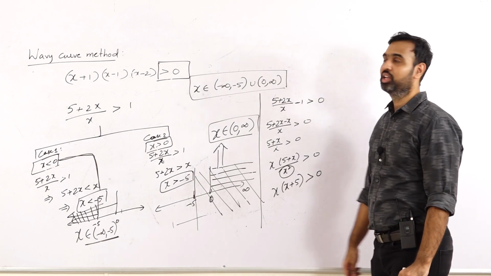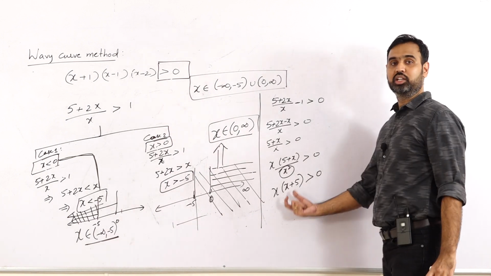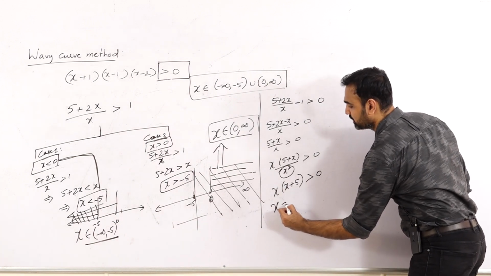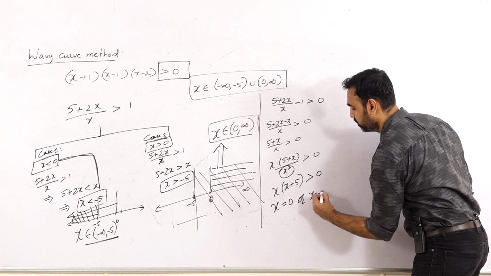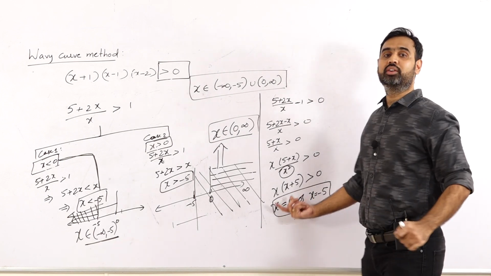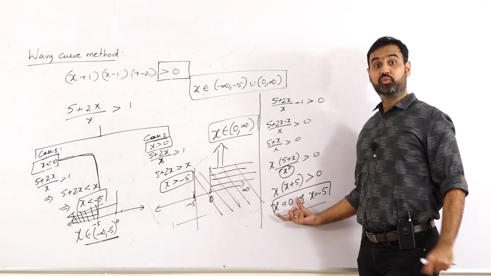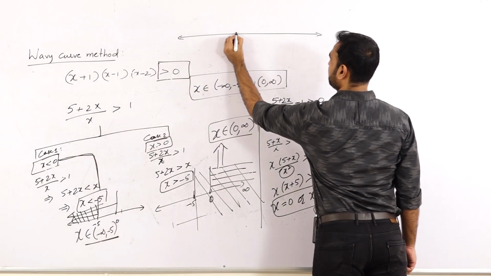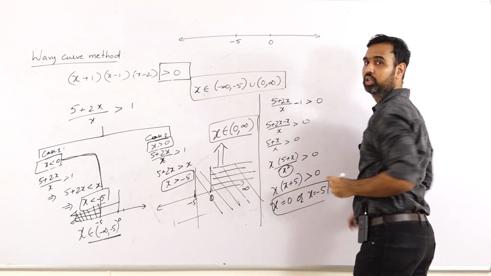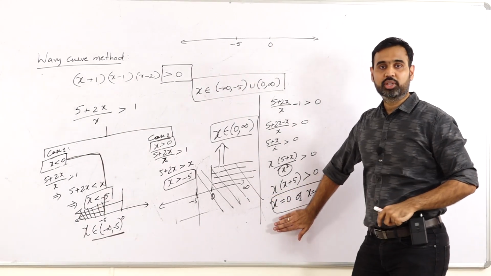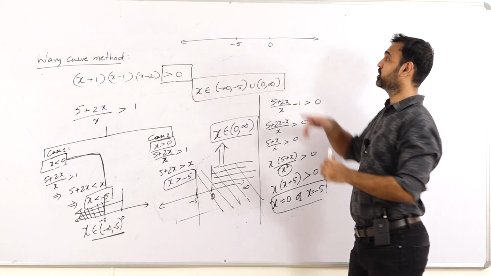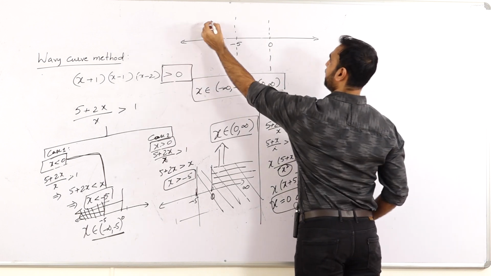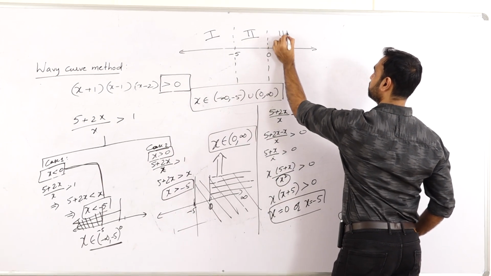Now let us apply wavy curve. How do we apply wavy curve method on x into (x plus 5) greater than 0? So we are going to write the roots of this equation, x is equal to 0 or x is equal to minus 5. This is the first step in wavy curve. We find the roots, we mark the roots on the number line. Let me draw the number line here. So I will mark the roots minus 5 and 0. So this is the second step. First step is to find the roots, second step is to mark the roots and draw perpendicular lines exactly at the roots and divide the number line into regions, region 1, region 2 and region 3.